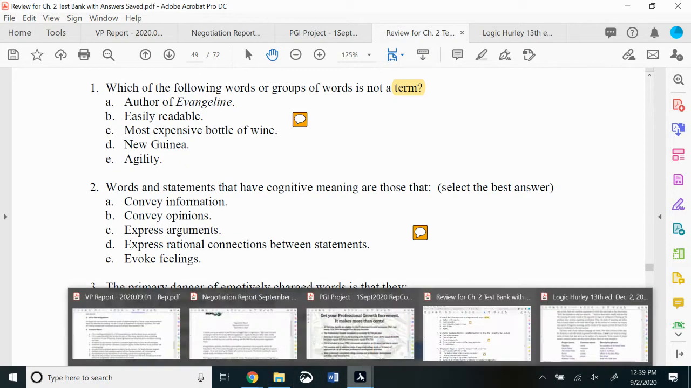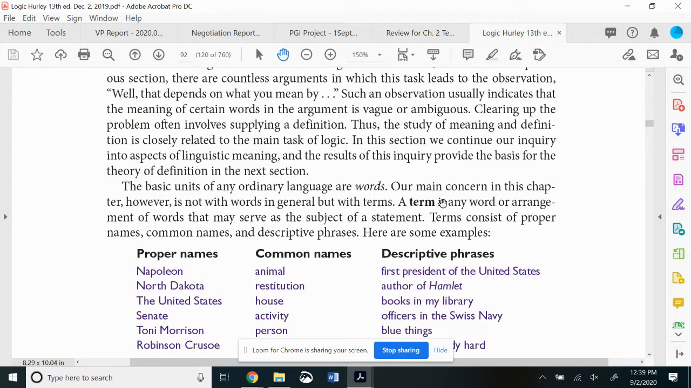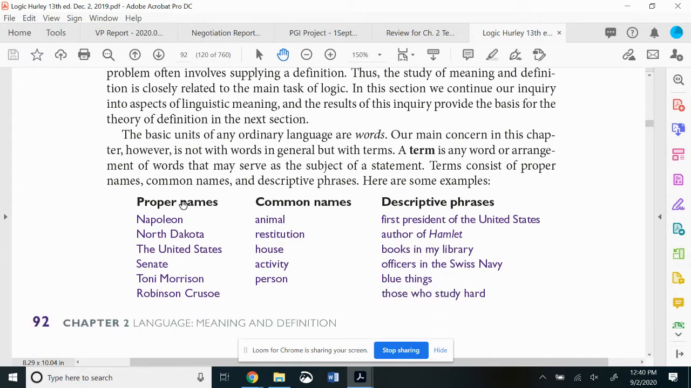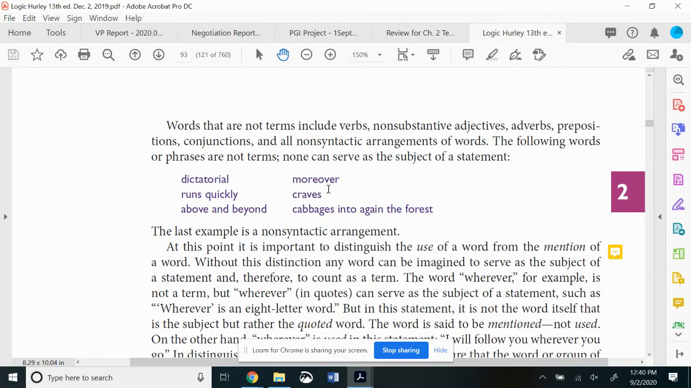Okay. So to make a long story short, term: any word or arrangement of words that may serve as the subject of a statement, the main subject of the statement. So it could be proper names, common names, or descriptive phrases. Those are all terms. What they are not is adjectives, adverbs, verb phrases, like runs quickly, moreover, craves, all this stuff. These are not terms. So my main point is just if you were confused, you go back to 2.2, you look up what a term is, boom.